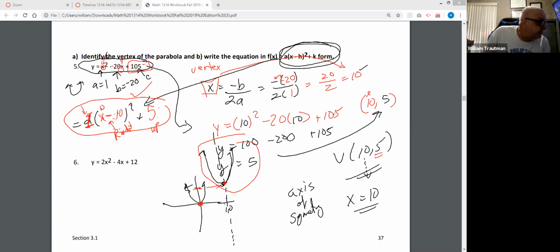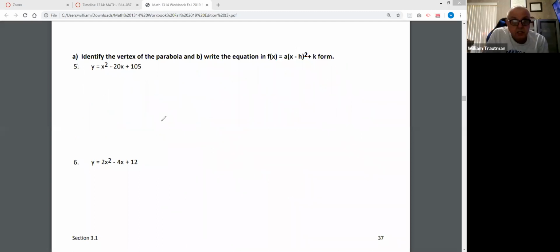All right, so that's 5. Let's look at number 6. Same thing. So we're going to go through the same process. I think it might, I don't know. Let's look at the vertex again. We're going to do the same thing. What is the vertex of this? I think we might have did it a different way before.